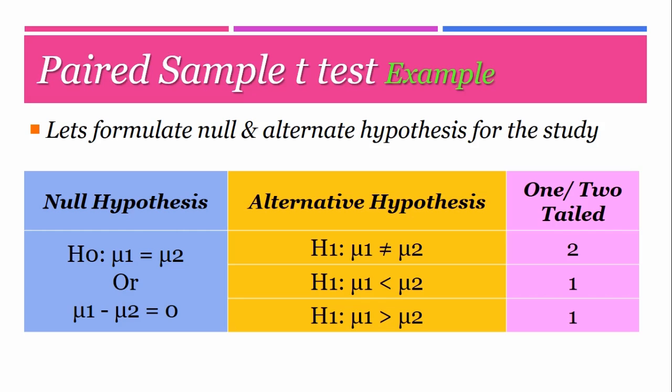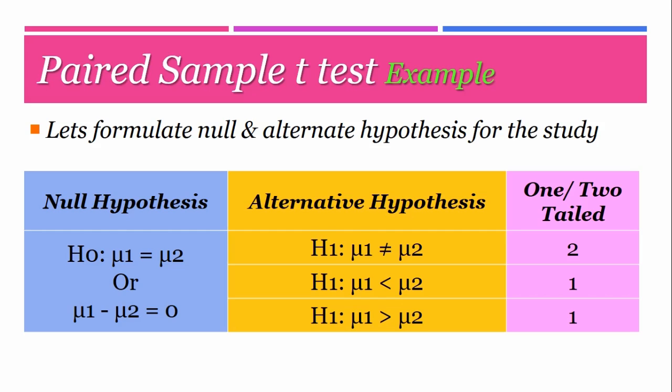So let's formulate one-tailed and two-tailed hypotheses. The null hypothesis can state that the mean difference of treatment in blood sugar level is equal to 0. That is, the blood sugar level before and after treatment is equal, or we can put it another way, there is no significant difference in blood sugar level before and after the treatment with the new antidiabetic drug. That's why we can mention H0: mu1 is equal to mu2, or mu1 minus mu2 is equal to 0. So this is how we can frame our null hypothesis.